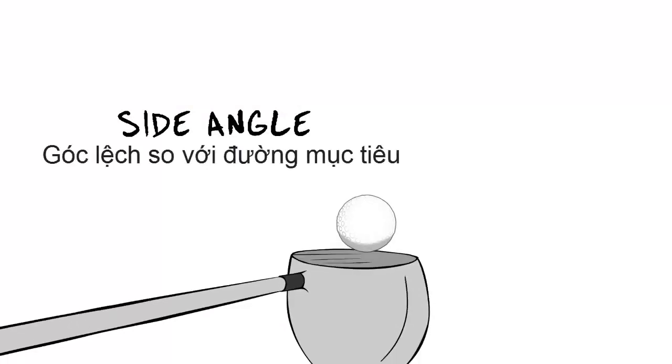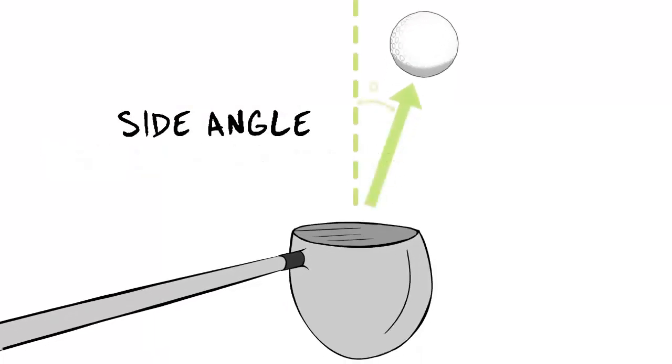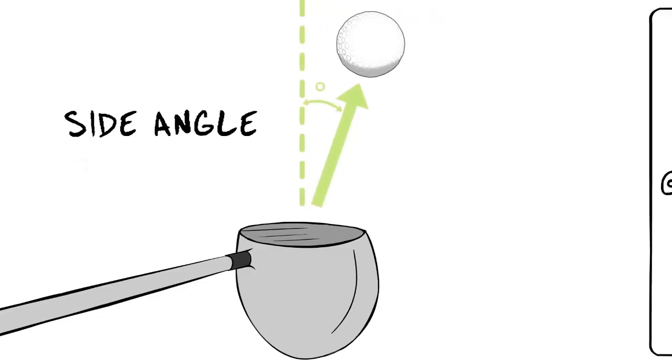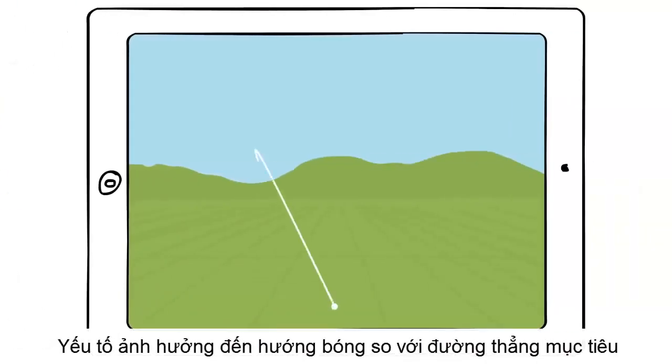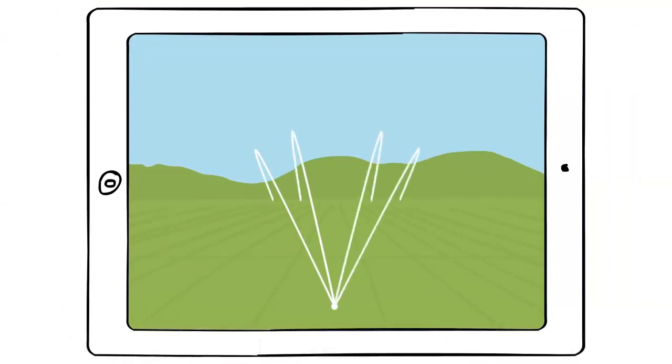Side angle is the horizontal angle or direction the ball travels in relation to the target line as the ball is leaving the club face. How does it work? Too much side angle causes the ball to travel further offline to the target, causing a push or a pull. With less side angle, your shot is more accurate and travels closer to the intended target line.